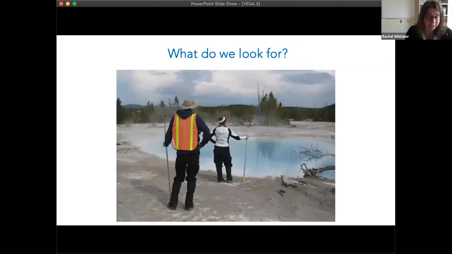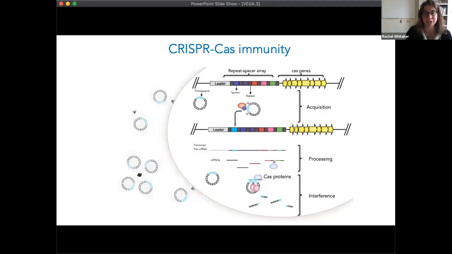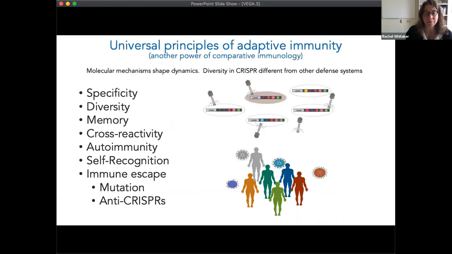So if we want to predict viral epidemics in microbial populations, what do we look for? We can't really look, obviously, with our eyes. And of course, the answer here is we use genomics to understand the diversity. And I'm going to focus today on the CRISPR-Cas immunity, the CRISPR-Cas immune system, which is a adaptive immunity that's found in bacteria and archaea.